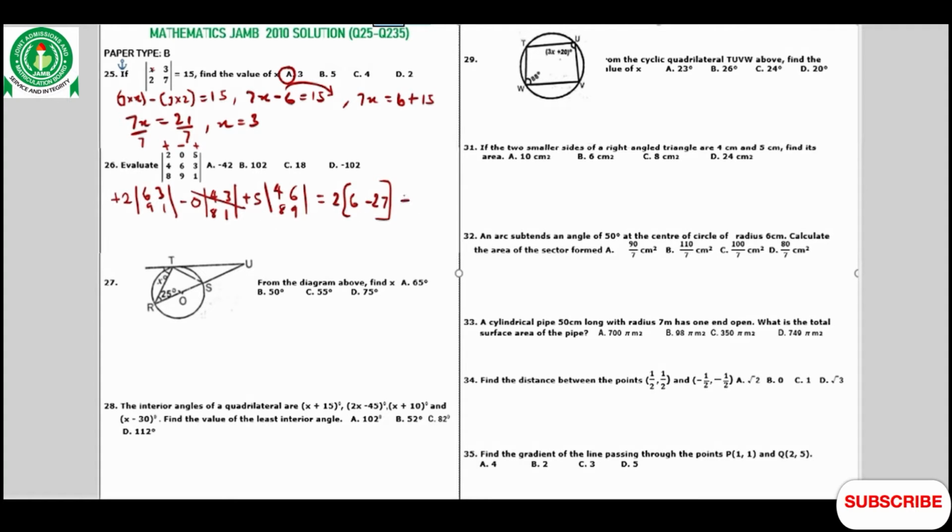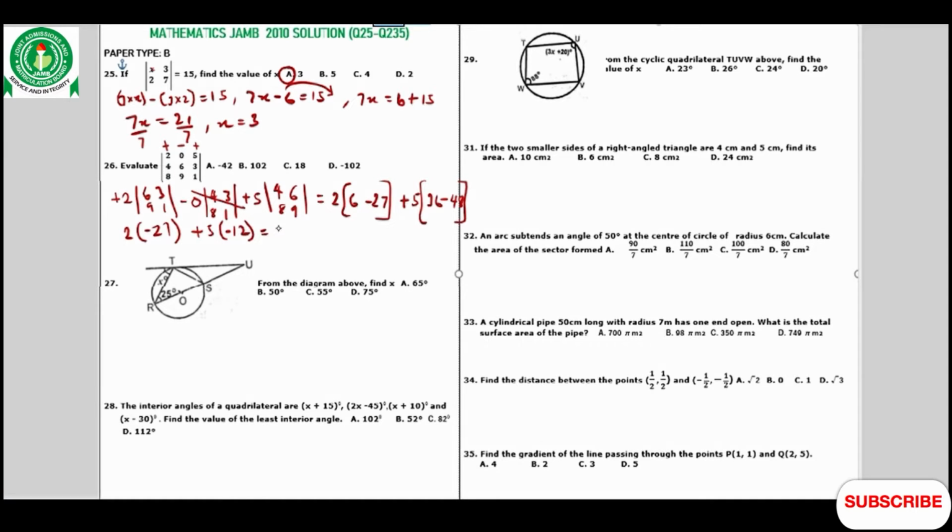So we move to this place. Plus 5, open big bracket. Now we have 4 times 9, we have 36. Now 6 times 8, we have minus 48, because we are going to subtract the second diagonal from the leading diagonal. Having done this, we have 2 into bracket 6 minus 27, which will give you minus 21. Plus 5 into bracket 36 minus 48, which will give you minus 12. So bracket close.